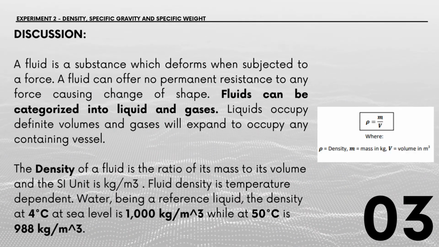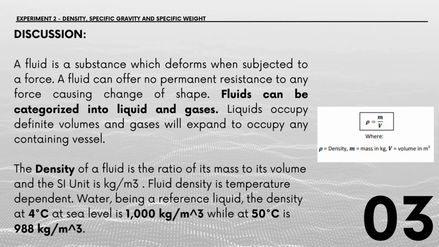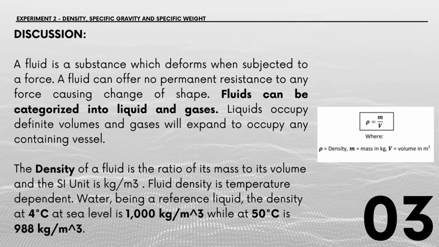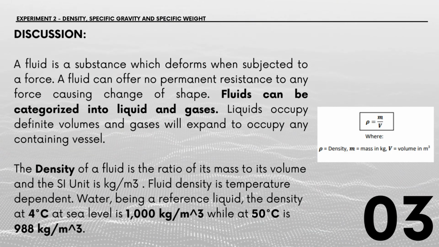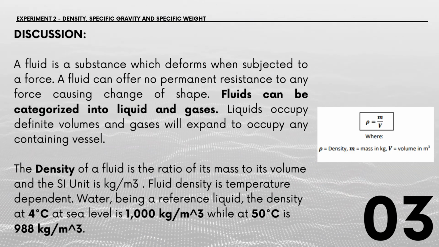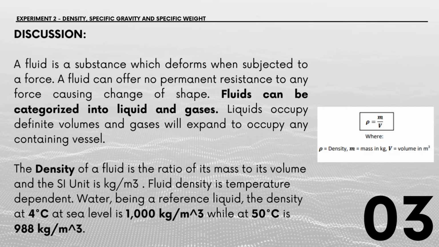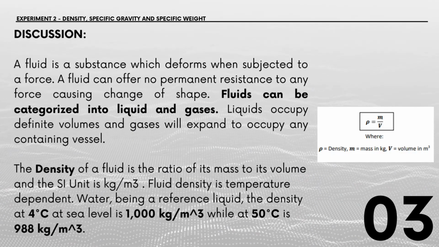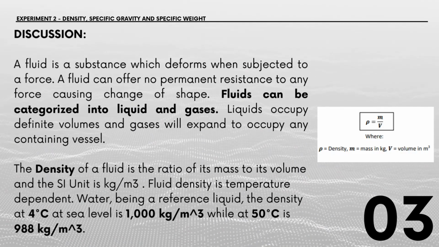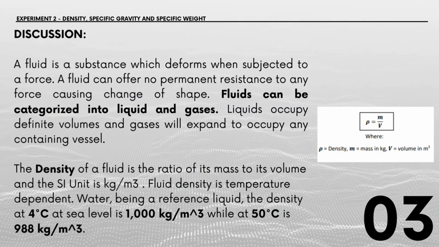One important property of fluids is density. Density is defined as the ratio of mass to volume. It determines how compact or heavy a fluid is compared to its size. Density is affected by temperature and pressure. For example, water has a density of approximately 1,000 kilograms per cubic meter at 4 degrees Celsius. As temperature increases, fluid density usually decreases because fluid molecules move farther apart.